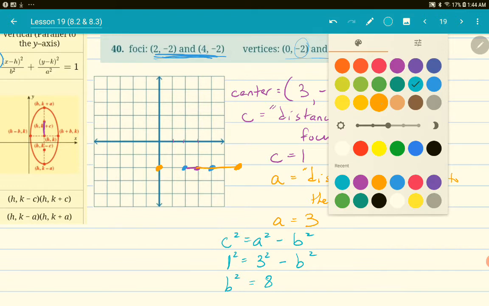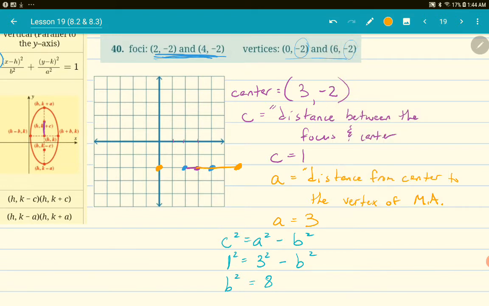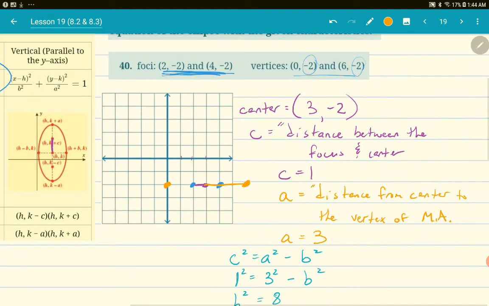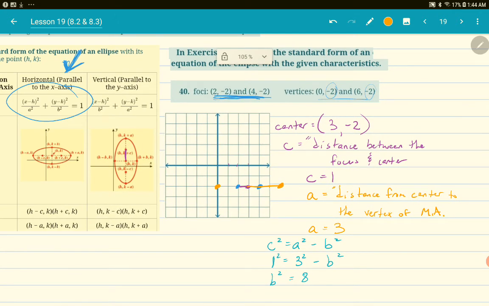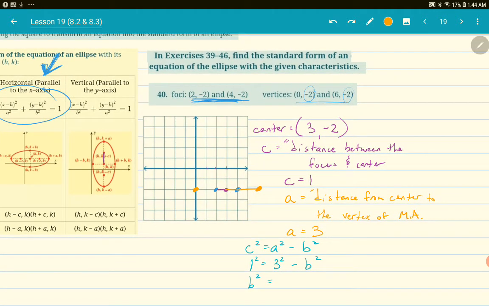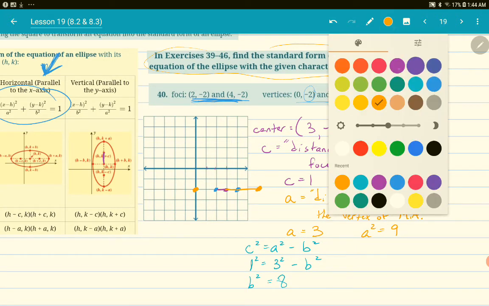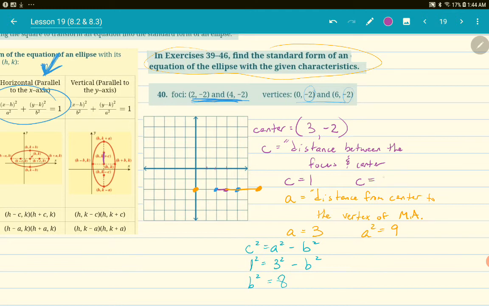Again, I'm not going to find b because for the formula, actually, you know what? Wait, do I need to graph it? No, my mistake. I don't actually have to graph it in this problem. That wasn't in the directions. I just chose to because it helps me find the relationship. But I'm just looking for the equation, so I really just need b squared. Oh, I lost my 8. There's my 8. Okay, so b squared is 8. a squared equals 3 squared, so that's 9. And c squared equals 1 squared, which is 1.